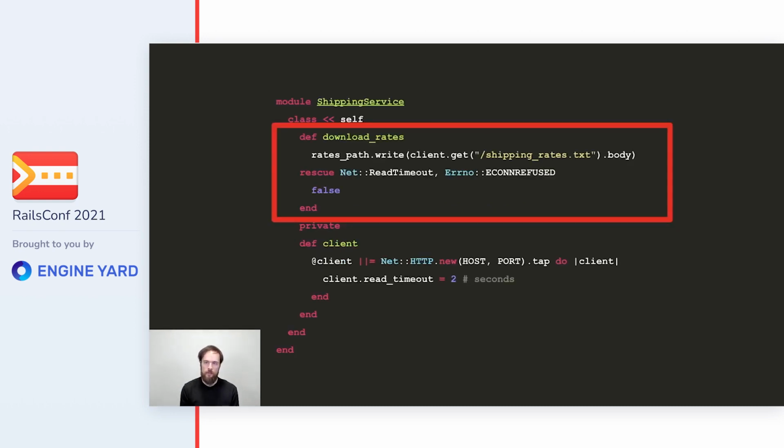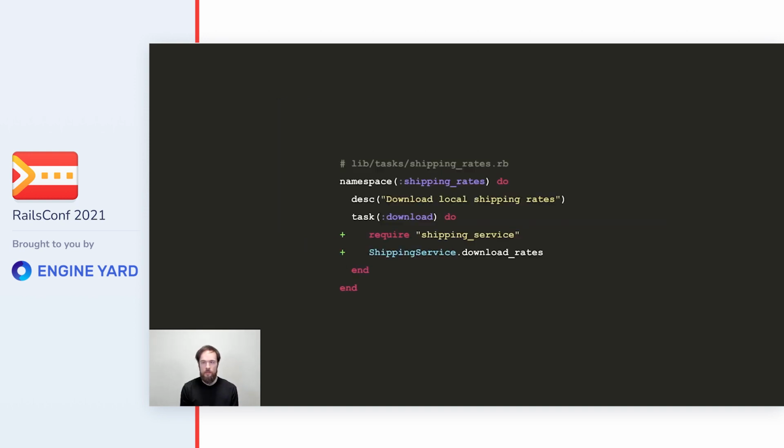The download rates method creates a network client and makes a request for shipping rates. This request is probably timing out. Our app needs to know how much to charge for shipping, but does it need to make this request on every boot? Probably not. There are a few ways to handle this scenario, but an easy way I can think of would be to make a rake task. This will allow us to treat shipping rate downloads as an isolated workflow. We can then optionally run the task on production deployments or manually in development.